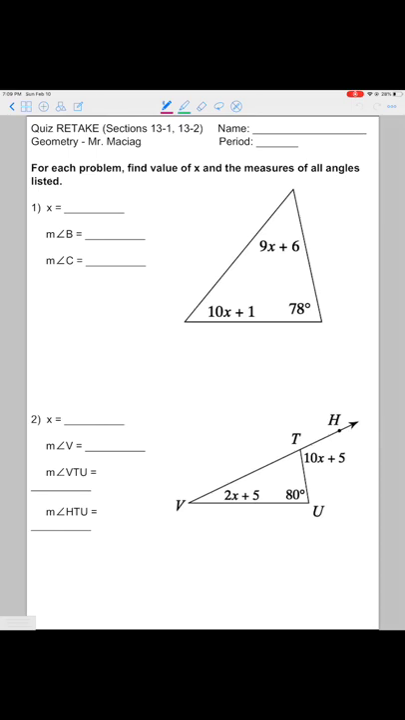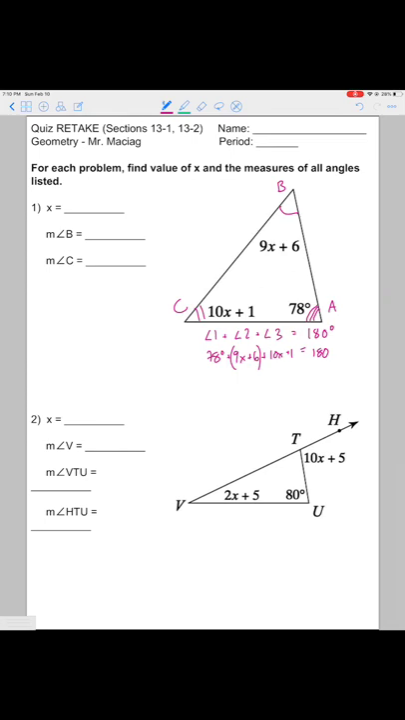We're looking at number 1. If we look at this, we have all 3 angles on the inside. So that means we have to do angle 1 plus angle 2 plus angle 3 equals 180 degrees. I think this was A, B, C. Doesn't really matter. So we can do 78 degrees plus 9x plus 6 plus 10x plus 1 equals 180.